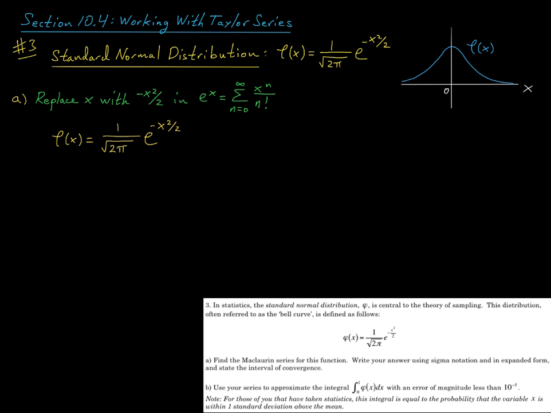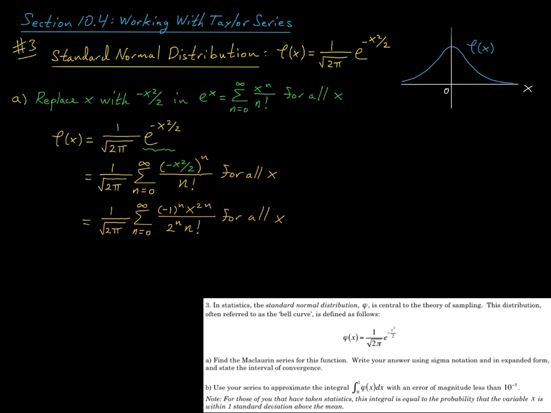It's 1 over the root of 2 pi times e to the negative x squared over 2. And so I'm going to trade in this exponential term for this series, where instead of x to the n, I now have negative x squared over 2 to the n. And note that since the Maclaurin series for e to the x converges to e to the x for all x, making this replacement won't affect that convergence, and so this series converges to phi of x for all x as well.